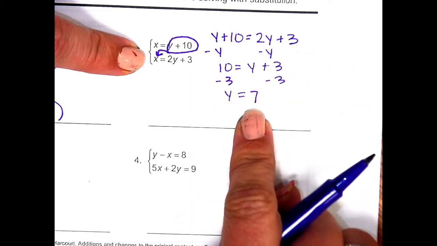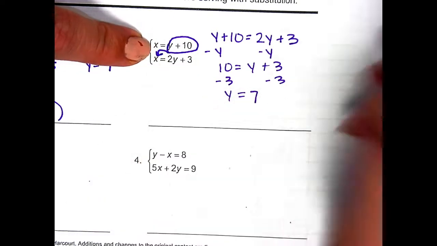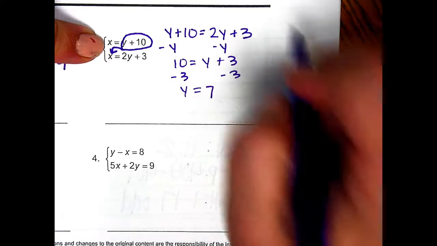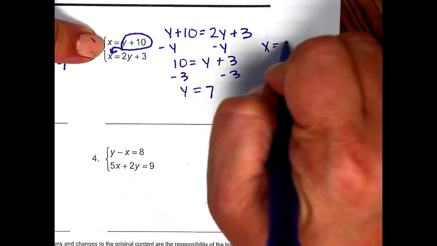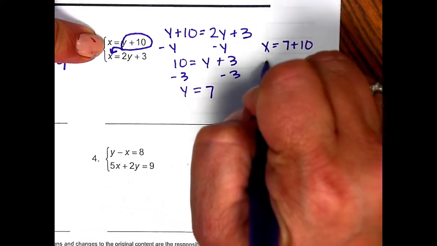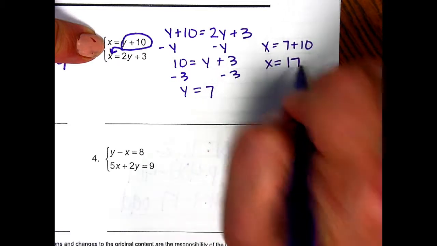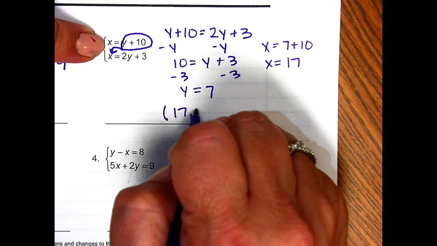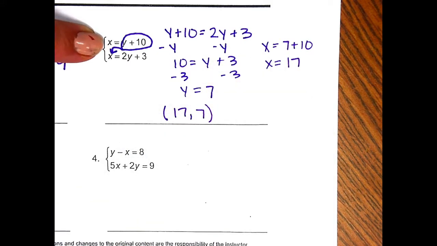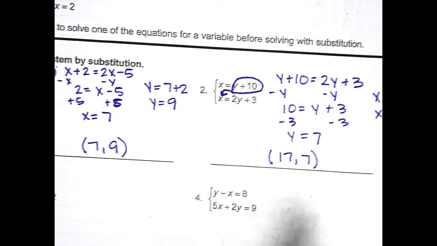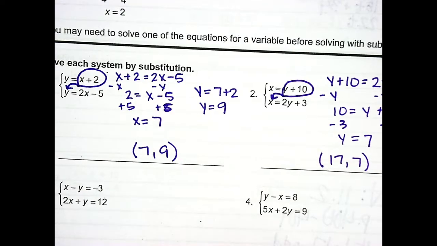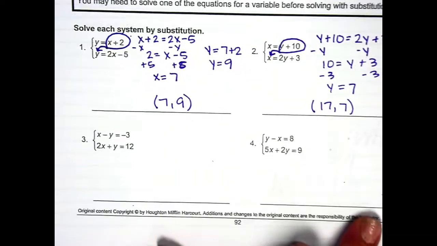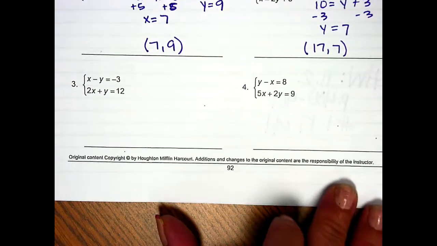I'm going to take that answer and plug it back into the first equation. So I have x equals 7 plus 10, so x equals 17. So my answer is the ordered pair 17, 7. So you can see it doesn't make any difference if it's solved for x or y or which one we solve first. You get both answers.